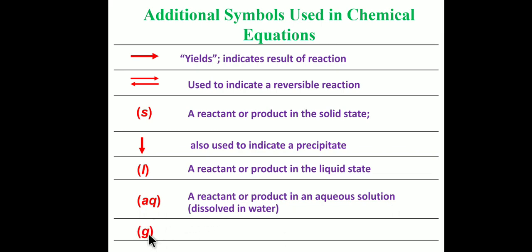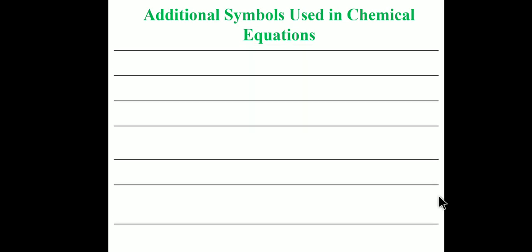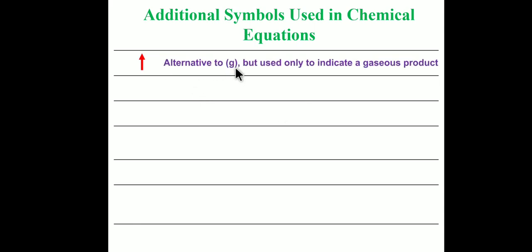Okay, so G means gaseous. A reactant or product in the gaseous state we represent with G, gas. The next one is the upward arrow. The upward arrow is an alternative to the gas G indication. But this is used only to indicate gaseous products, so we cannot represent reactants with it. Only gaseous products can be represented with this.